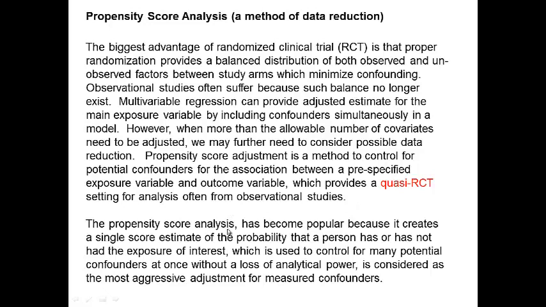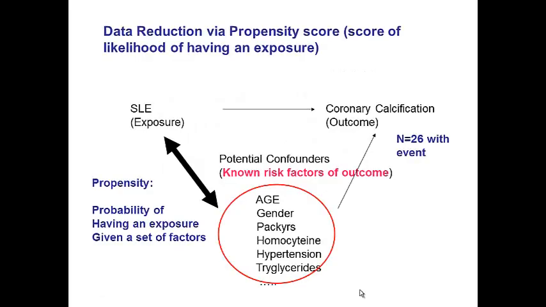The propensity score analysis has become popular because it creates a single score estimate of the probability that the person has or has not had exposure of interest, which is used to control for many potential confounders at once without the loss of analytical power. It is considered as the most aggressive adjustment for measured confounders. In this lecture, we are going to learn how to collapse these many covariates into a propensity score, so that we can analyze effect of SLE on coronary calcification without a bias.